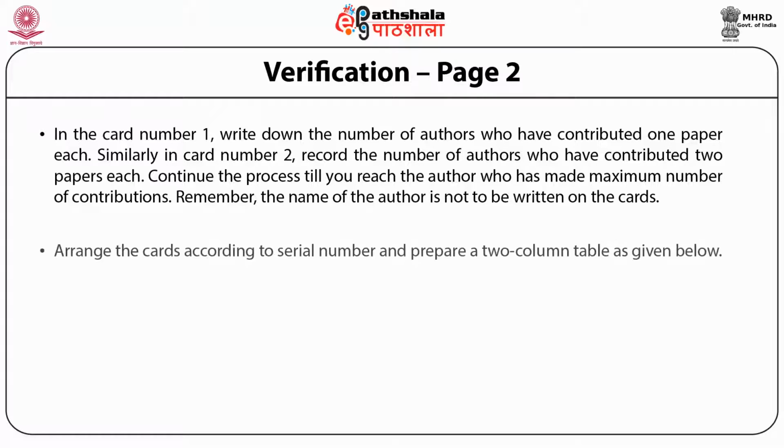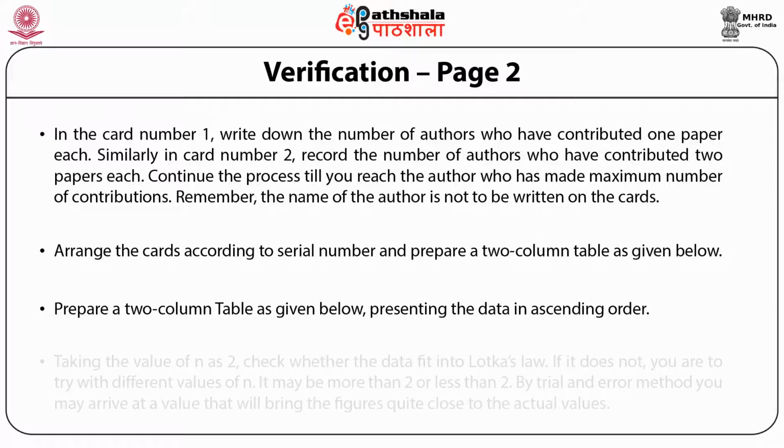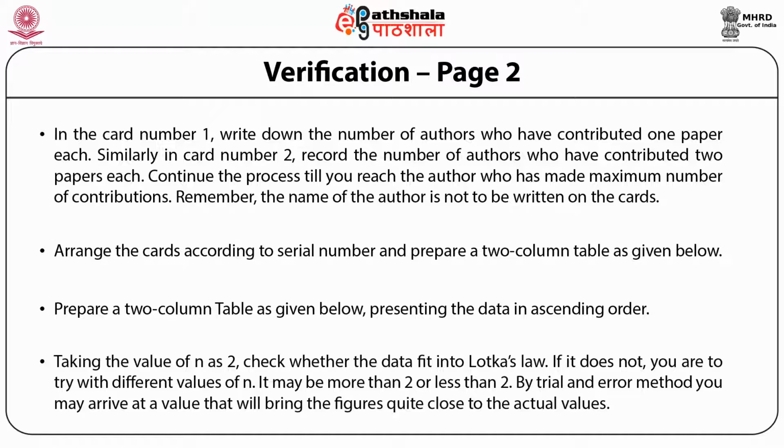Next step, arrange the cards according to serial number and prepare a 2-column table as given below, presenting the data in ascending order. The last step here, taking the value of n as 2, check whether the data fit into Lotka's law. If it does not, you have to try with different values of n. It may be more than 2 or less than 2. By trial and error method, you may arrive at a value that will bring the figures quite close to the actual values.